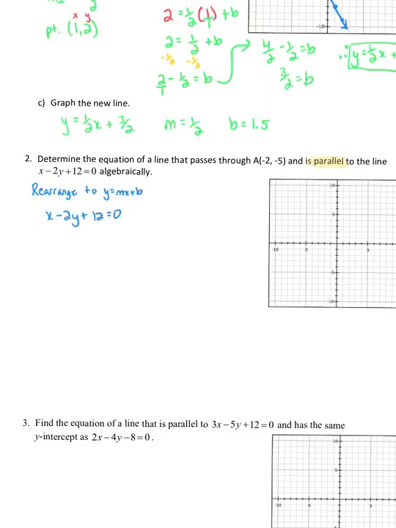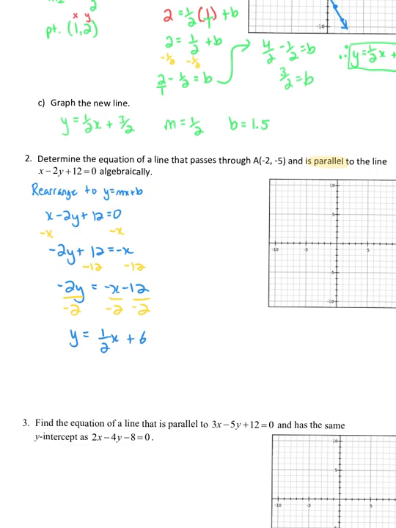So the first thing we will do is take the equation that is given and rearrange it to the slope-intercept form. So we will subtract x from both sides to get negative 2y plus 12 equals negative x, and then subtract 12 from both sides to get negative 2y equals negative x minus 12, and then finally divide everything by negative 2. So we get y equals 1/2 x plus 6.